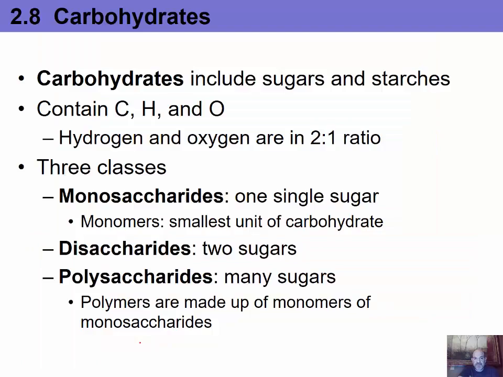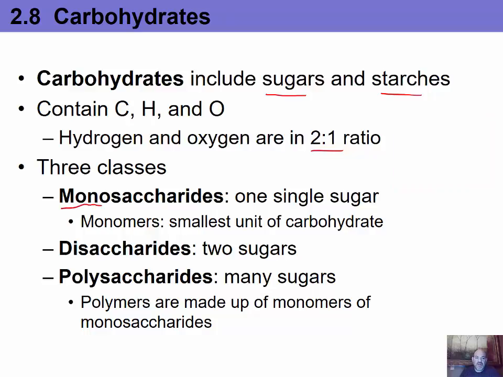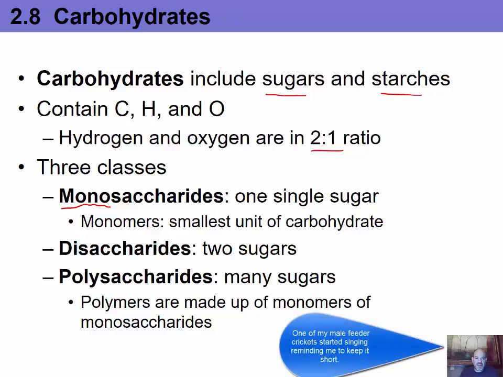using water. Now we're going to look at carbohydrates. Carbohydrates include simple sugars and starches. They contain carbon, hydrogen, and oxygen, and the hydrogen and oxygen are usually in a ratio of 2 to 1. There are 3 classes. There are monosaccharides, and saccharide means sugar. This is the smallest unit of a carbohydrate. Then we have disaccharides, which is 2 sugars, and we just saw sucrose as an example of a disaccharide.